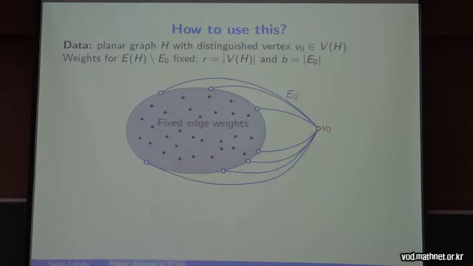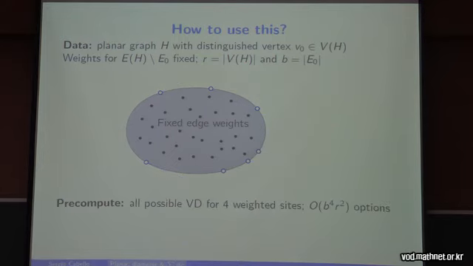Okay, so how do you use this? So what's the point of this? So let's say you have a planar graph and you have this distinguished vertex, and I'm going to explain how these Voronoi diagrams can be used to build the data structure I need. So for every 4 vertices I have on the boundary, I'm going to compute all possible Voronoi diagrams for those 4 vertices. Okay? And actually I have to take into account all possible weights I could put here also. So basically for every 4 vertices on the boundary and every possible weights I could put there, I have to pre-compute the Voronoi diagram that I get.